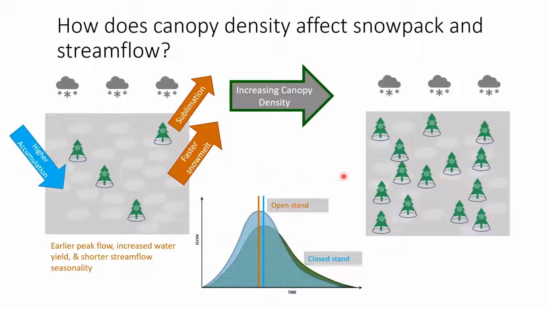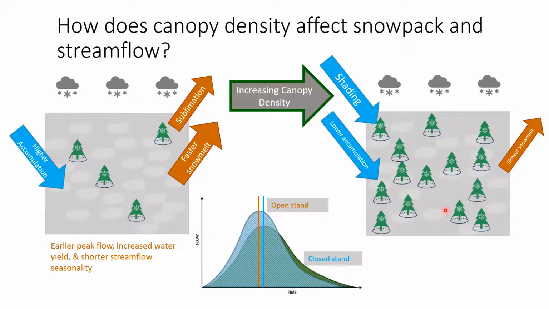What about when looking at a stand that becomes more dense and there are more live trees available? Generally speaking, you're going to have lower snow accumulation since you have more trees that are intercepting incoming snow. But this shading factor is going to be really critical, where trees are going to shade snow and protect snowpack, increasing snow retention. This shade is also going to slow the snowmelt rate.